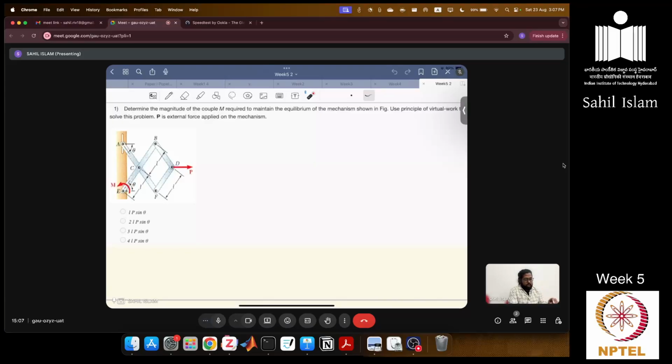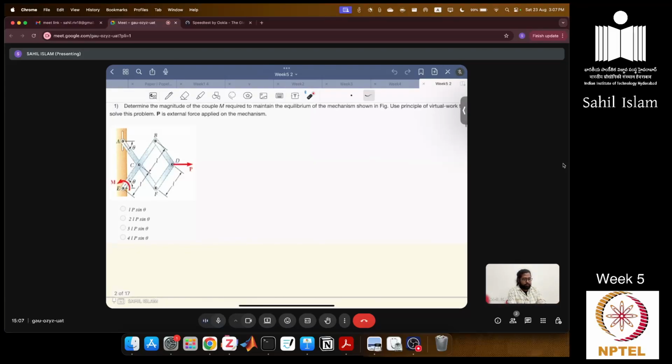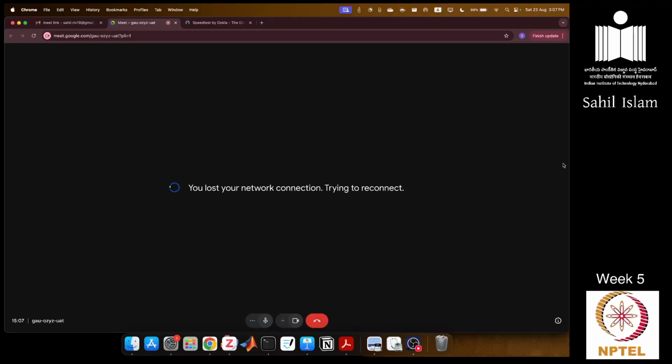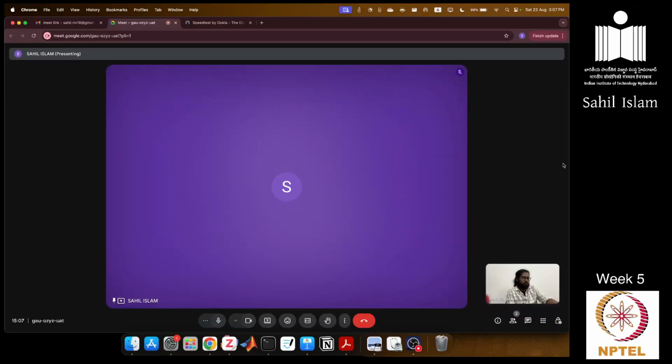Please bear with me. So if you look at this problem here, this system, if you apply a force P like this, this EB part will try to flatten like this, right? So to maintain it, you need a couple M, and you have to solve it by using the very important principle of virtual work. Principle of virtual work.